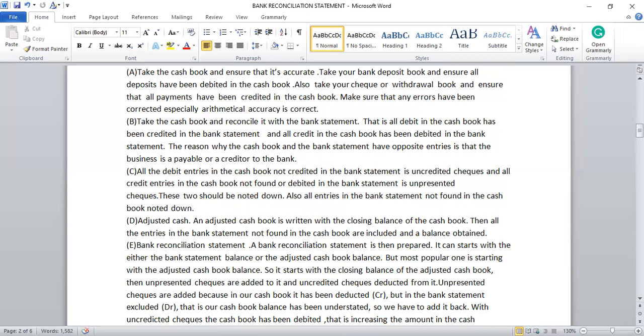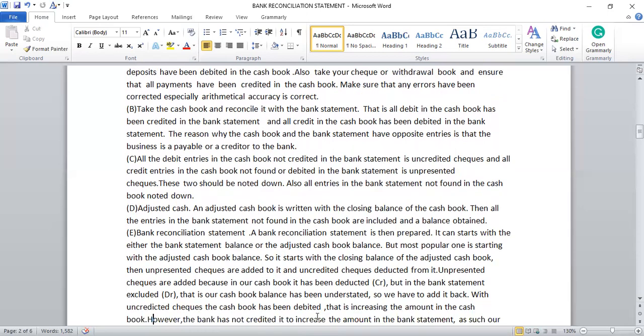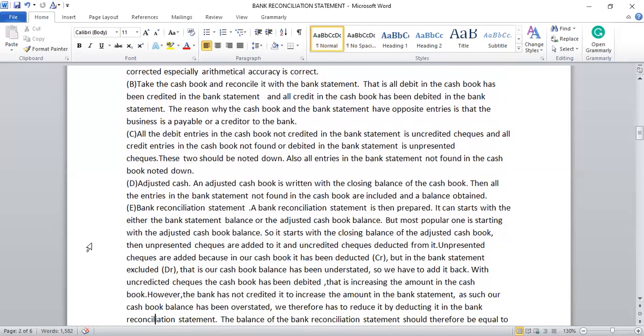The cash book has been what? Debited. Let me read this statement again. E, bank reconciliation statement. A bank reconciliation statement is then prepared. It can start with either the bank statement balance or the adjusted cash book balance, but the adjusted cash book balance is the most popular. So let's continue. It starts with what? The closing balance of the adjusted cash book.